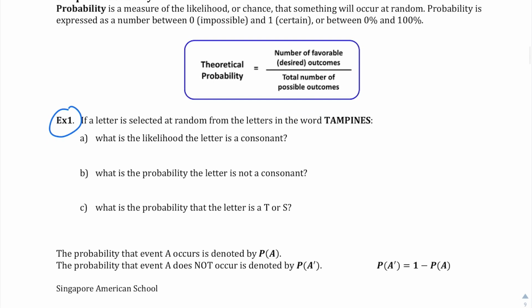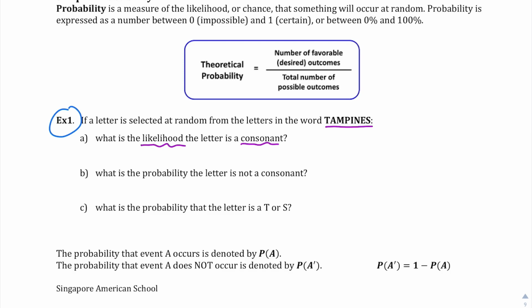Okay, and so first we're going to address this idea of simple probability, simple theoretical probability, which is just the idea of counting the number of events that are desired divided by the total number of possibilities. And so we go straight to example 1. We have a letter to be selected at random from the letters in the word Tampines, and we want the likelihood that the letter is a consonant.